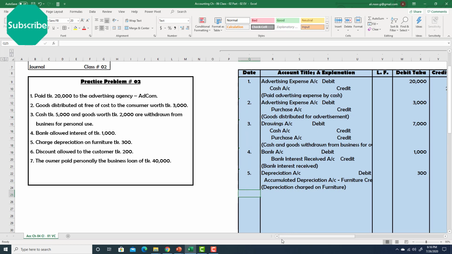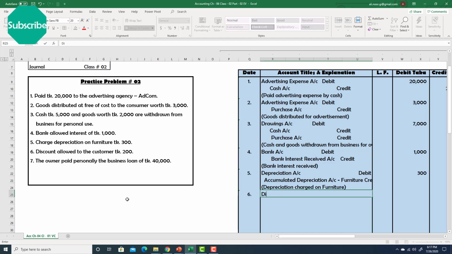Okay, so number 6, discount allowed to the customer taka 200. So this is a discount related journal. We know for discount allowed, we need to credit the debtors account, and discount allowed is an expense account, so we need to debit it.